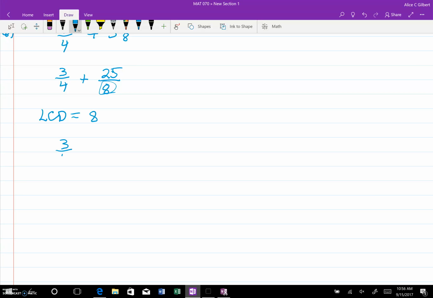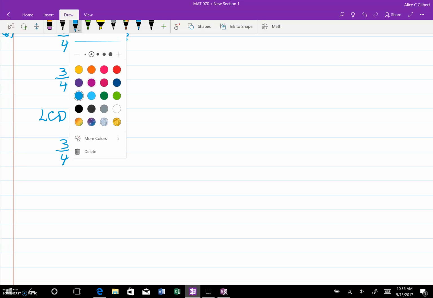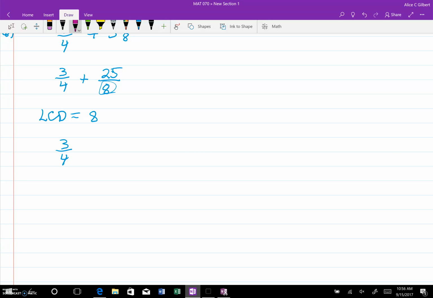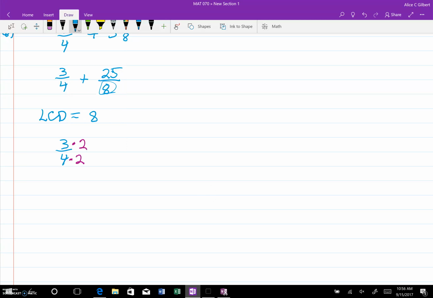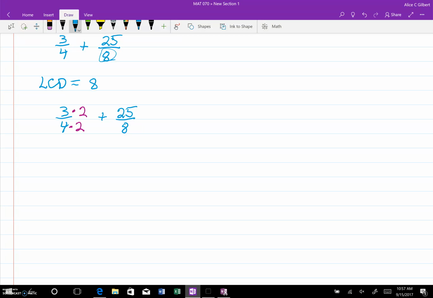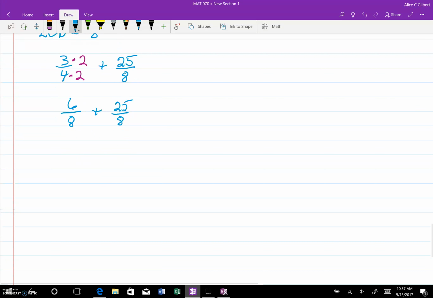So I'm going to write down 3/4. And what do I need to multiply with 4 to get 8? Well, that's 2. If I do it in the denominator, I have to do it in the numerator. And now I'm going to write down the 25 eighths. What do I need to multiply with 8 to get 8? Well, nothing, really. Ones we don't really do. It doesn't matter. Now I've got 6 eighths and 25 eighths. So now I know I've got 8 in the denominator.